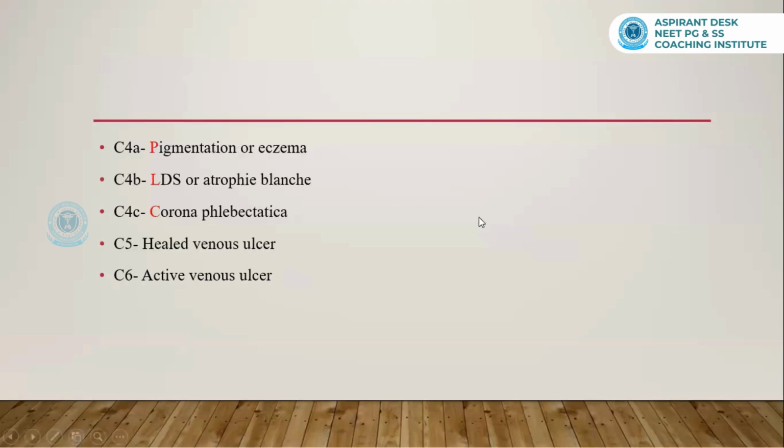Then C4A, C4B, and C4C. C4A is pigmentation or eczema. C4B is lipodermatosclerosis or atrophie blanche. And C4C is corona phlebectatica. C5 is healed venous ulcer, and C6 is active venous ulcer. So this is the classification.